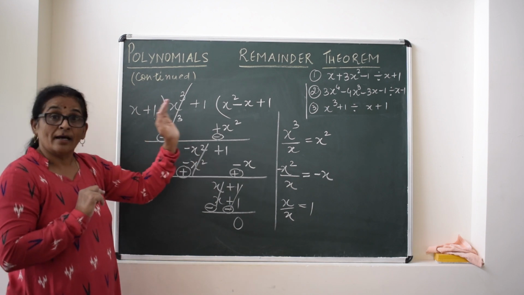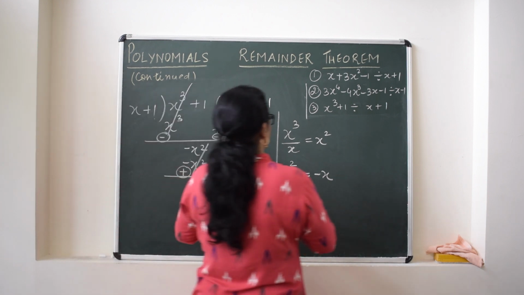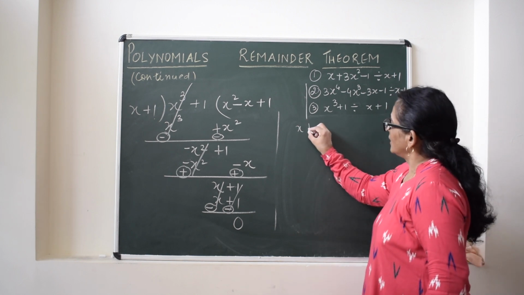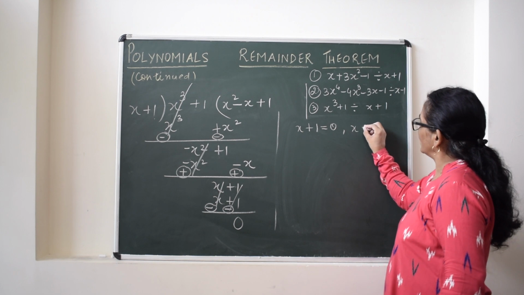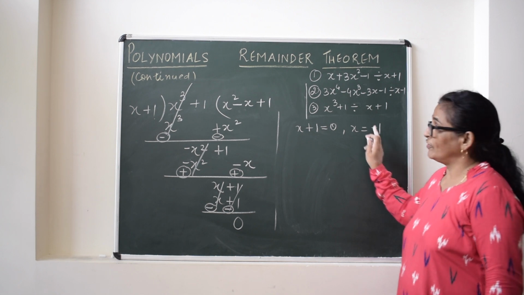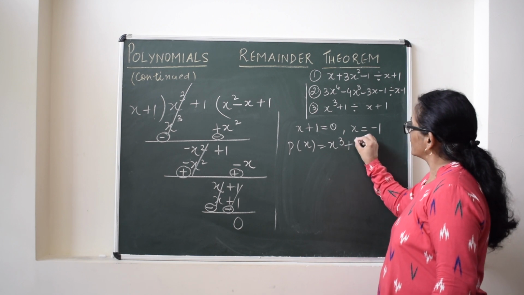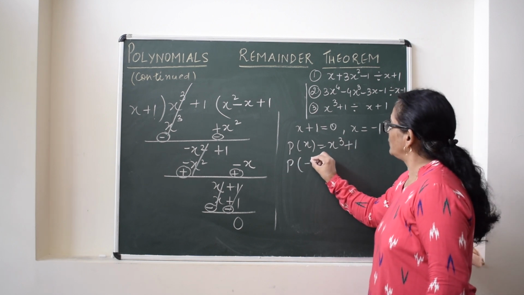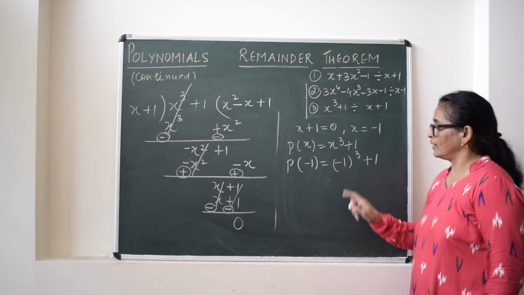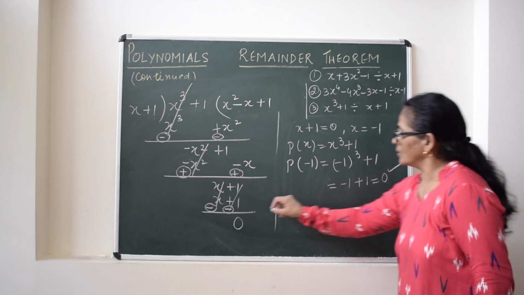Now let's see directly, by using the remainder theorem, how we can find out the remainder. So we will take the divisor. The divisor is what? X plus 1. Equate that divisor to 0 to get the value of x. Now, on substituting this value of x in the given polynomial, what is the given polynomial? X cube plus 1. So we will find p of minus 1. Minus 1 whole cube plus 1. Minus 1 whole cube is minus 1 and plus 1 is 0.